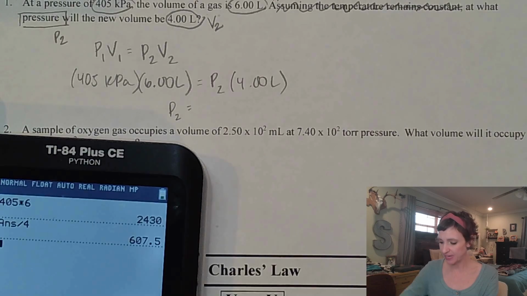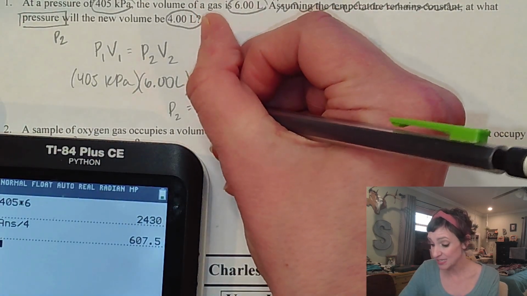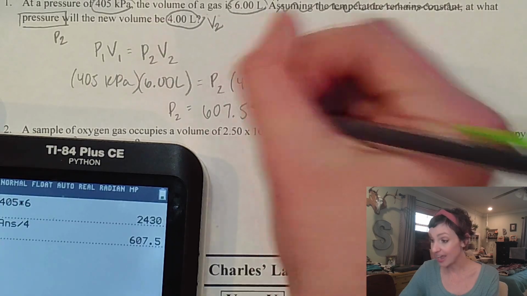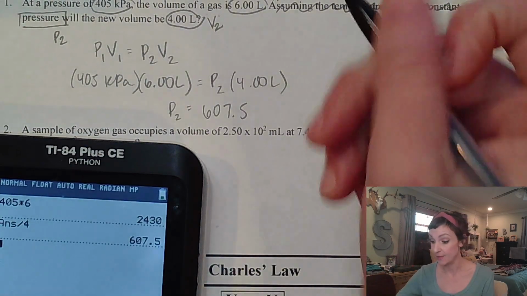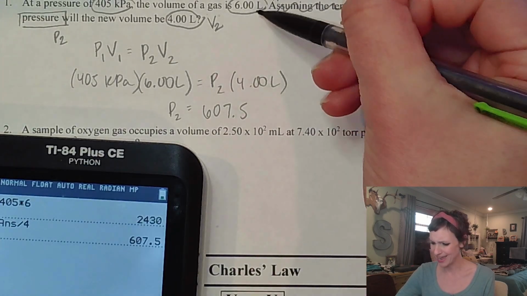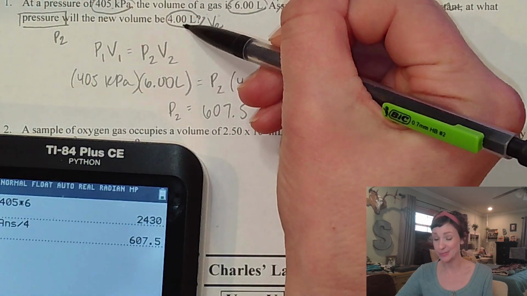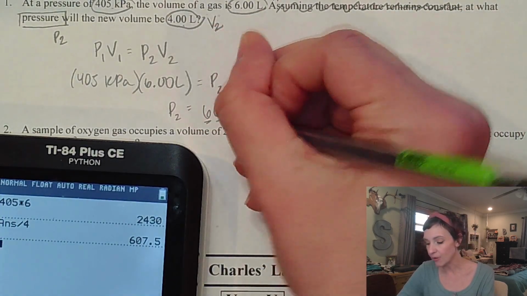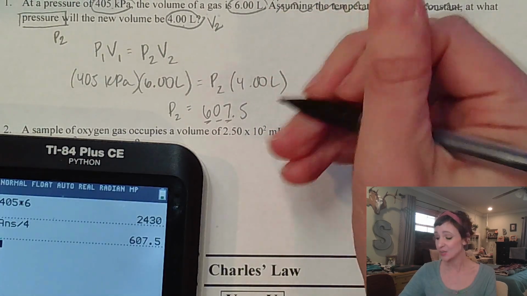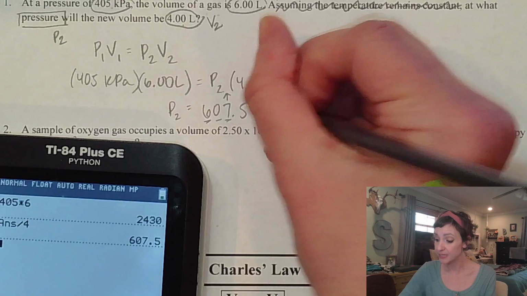And so here's my P2. It is 607.5. But let's have a conversation about sig figs. I'm multiplying and dividing here, which means my answer needs to be rounded to the least number of significant figures from any of the values that came into that problem. Well, it looks like everybody here has 3 sig figs, so I need to round my answer to 3 sig figs, which means I do not want that last 5. That last 5 is going to tell me to round that 7 up to an 8.